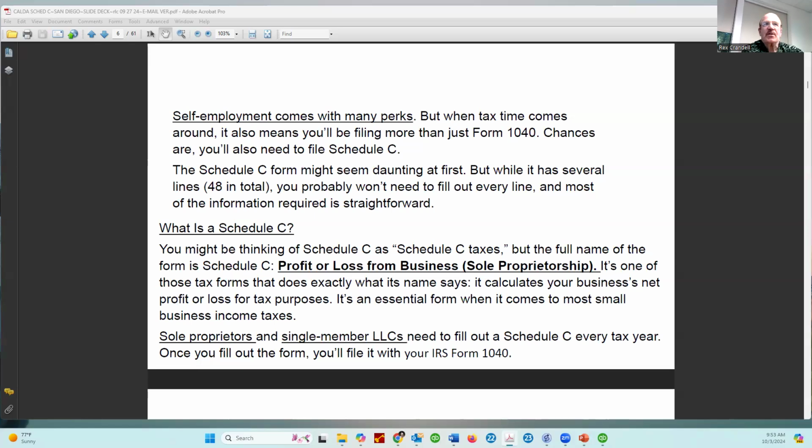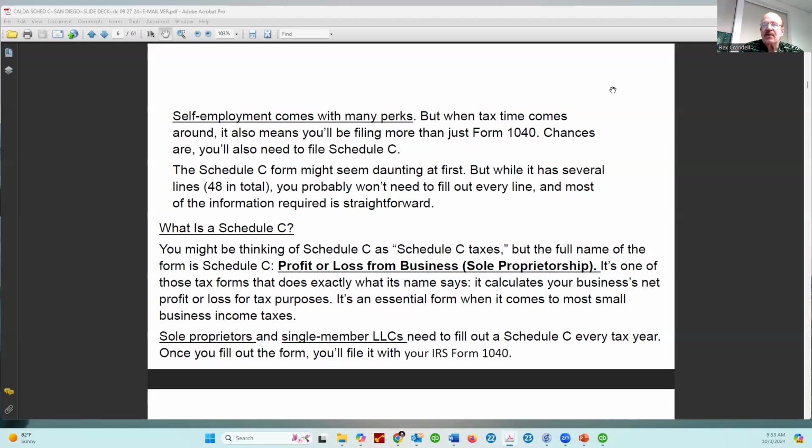What is a Schedule C? The full name is Profit or Loss from Business, Sole Proprietorship. It's one of those tax forms that does exactly what the name says. It calculates your business net profit or loss for tax purposes. It's an essential form when it comes to most small business income tax returns.